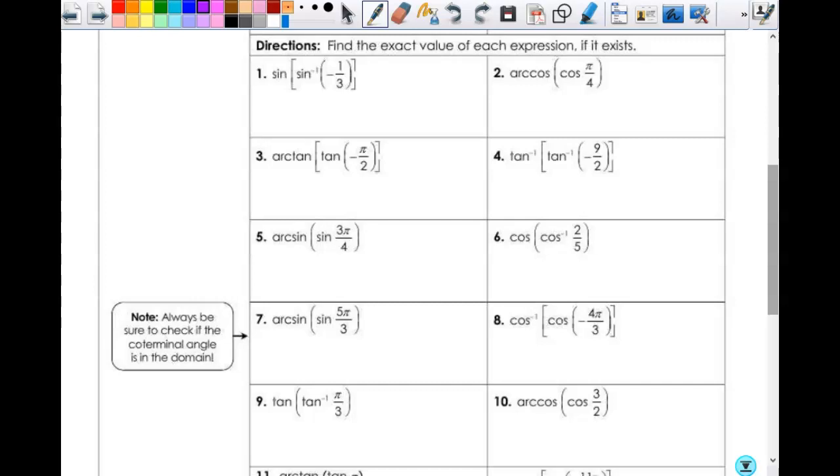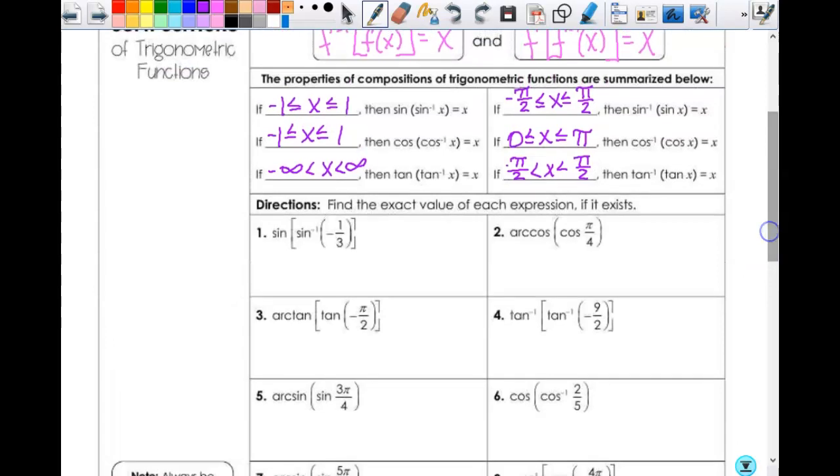And the answer will be -1/3 if -1/3 falls in the little range. Does it? Yes. This number, if I'm going to take the inverse, has to fall between -1 and 1. We know that, right? As long as it does, I don't know what the sine inverse is, but the sine of that sine inverse will just straight up give me -1/3. That's my answer.